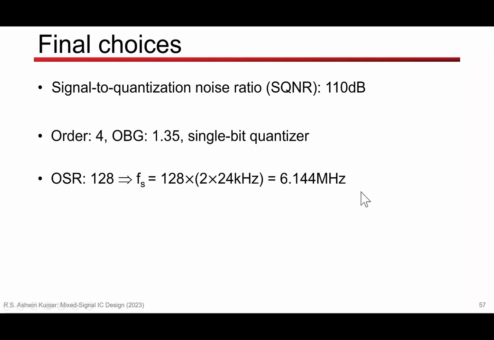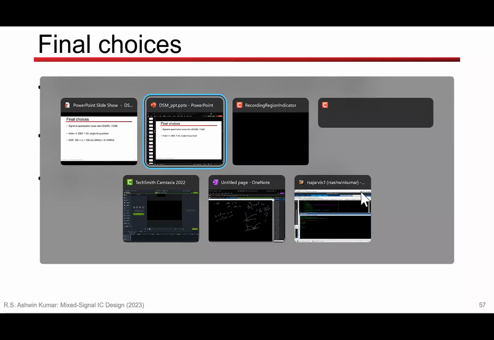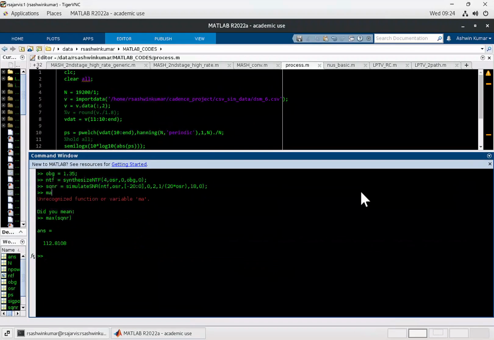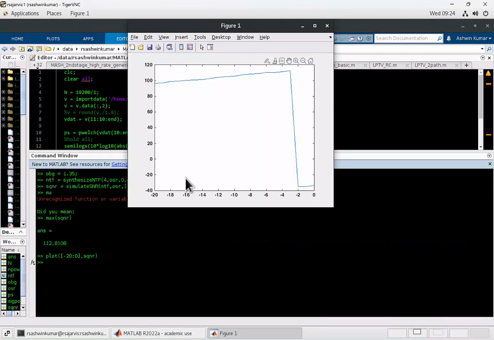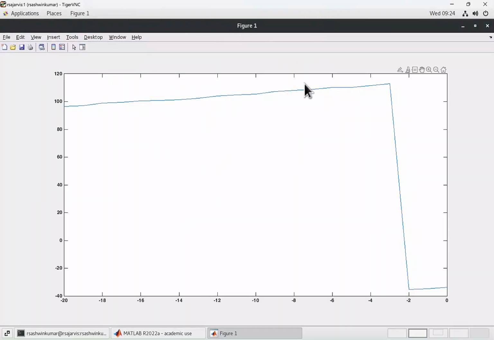around 6.144 megahertz. The second thing is you also need to figure out what your maximum stable amplitude is. I can quickly check it, because here I have actually found the SQNR for different amplitudes, right? So I'll basically plot the amplitude versus SQNR. Okay, so you can see, right?